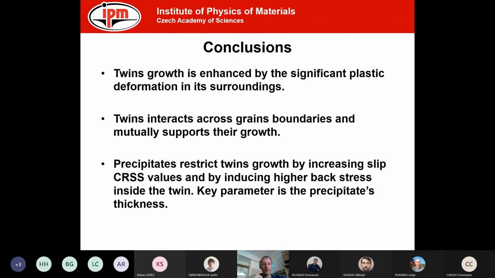And also that in terms of precipitates, they restrict twin growth in two ways: by increasing the slip critical resolved shear stress values, and also by inducing a higher back stress to the twin. And the key parameter, at least at the onset of twinning, is the precipitate thickness.